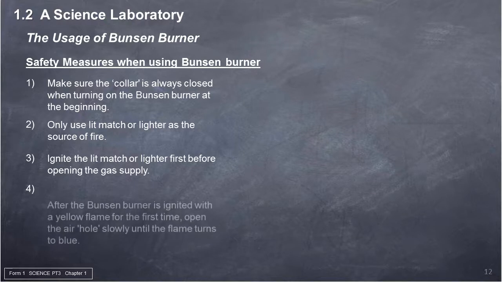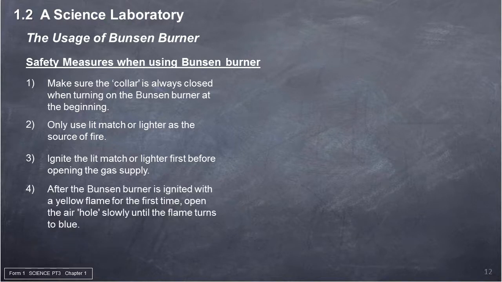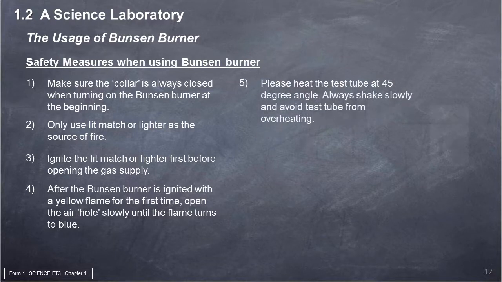4. After the Bunsen burner is ignited with a yellow flame for the first time, open the air hole slowly until the flame turns to blue. 5. Please heat the test tube at 45-degree angle. Always shake slowly and avoid test tube from overheating.